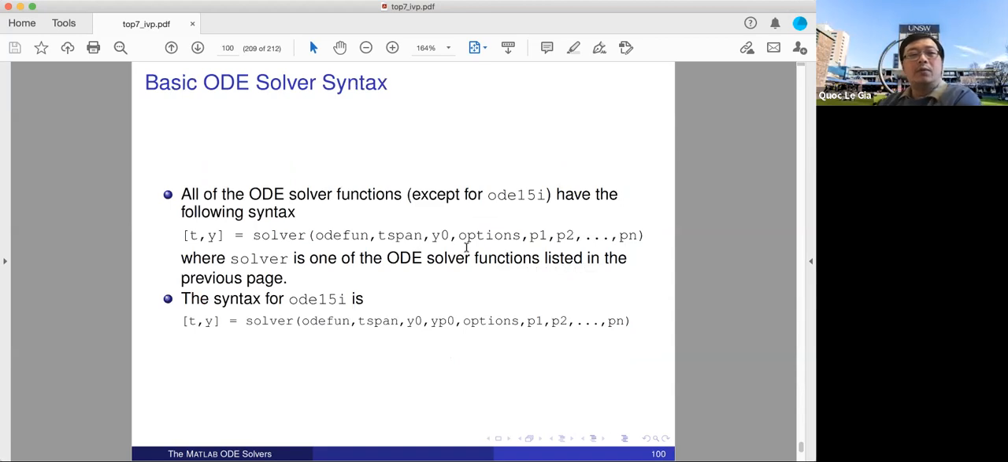And so how do you use ODE45? Remember, you have to give the function as an anonymous function. The function should depend on t and y, and you give the t span, you give the initial condition, you give the option. We covered this in the project already.